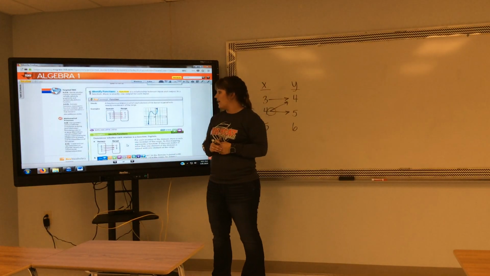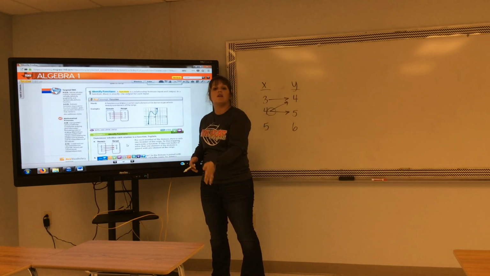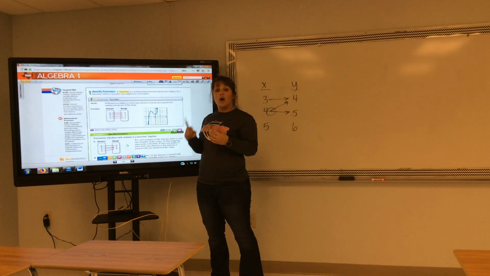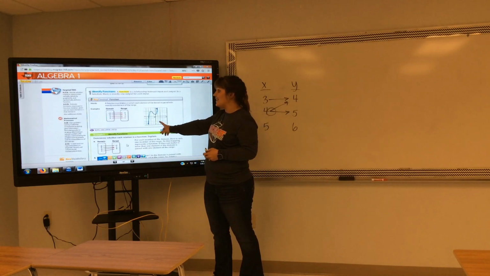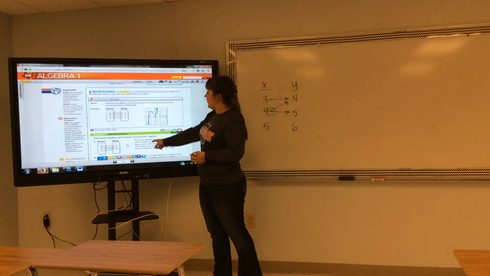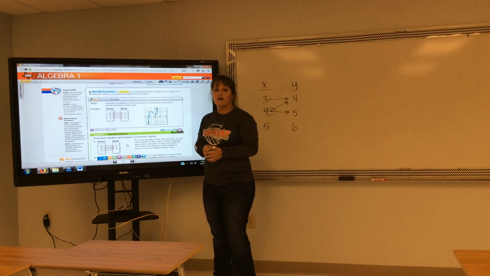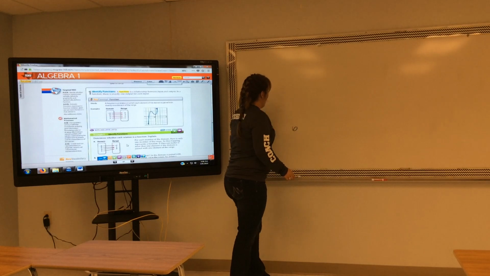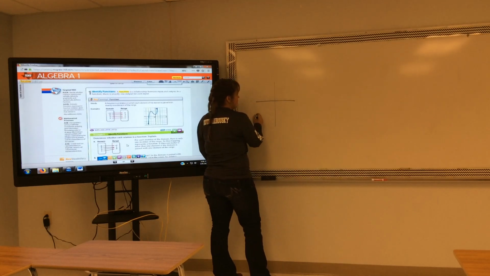Looking at a graph, we use that vertical line test. You take a vertical line, and if there's anywhere you can draw an up and down line on that graph where it would cross the graph more than once, it is not a function. This is a function, because if I came through and drew vertical lines through here, it's only going to touch that graph one time.